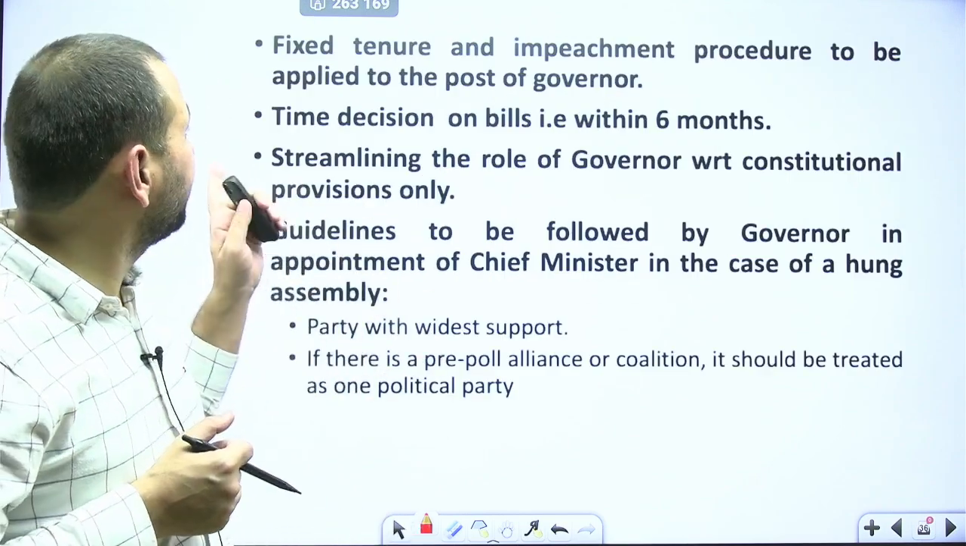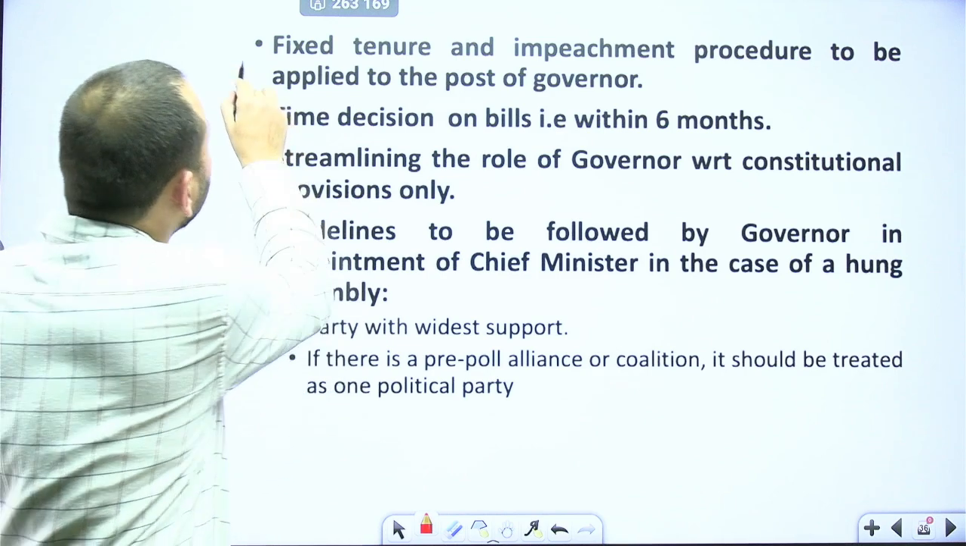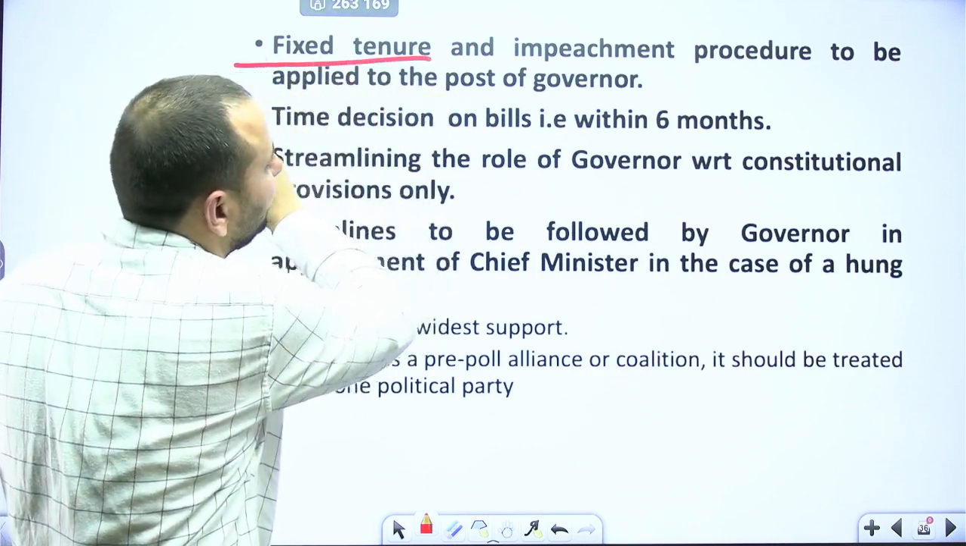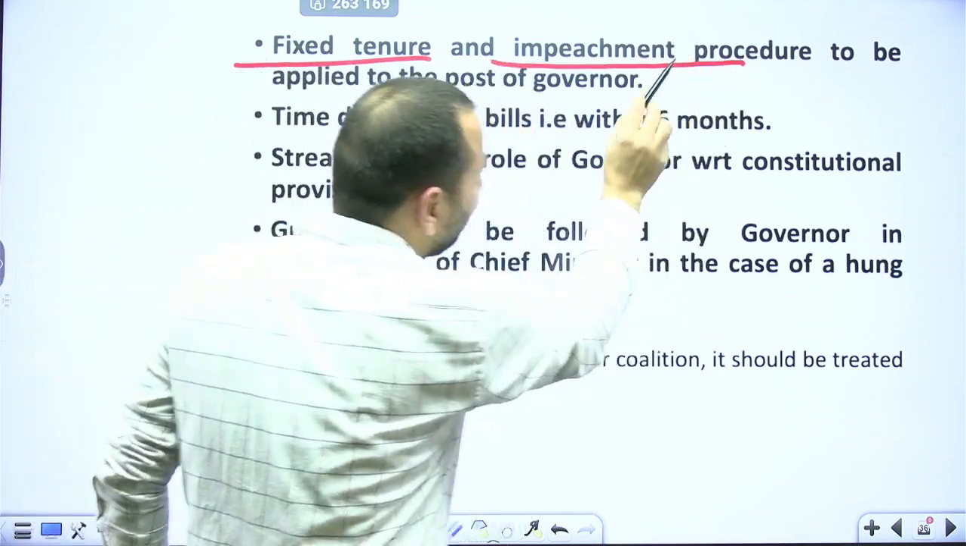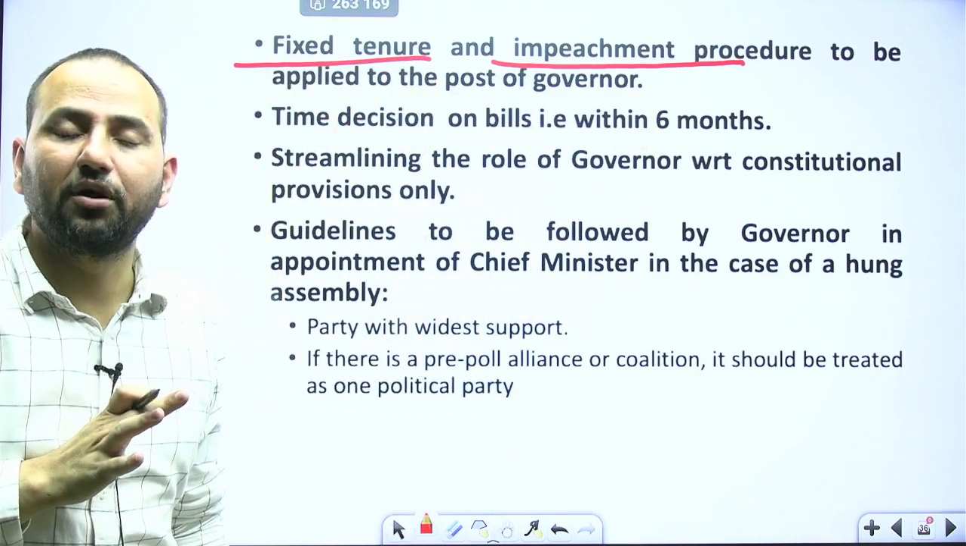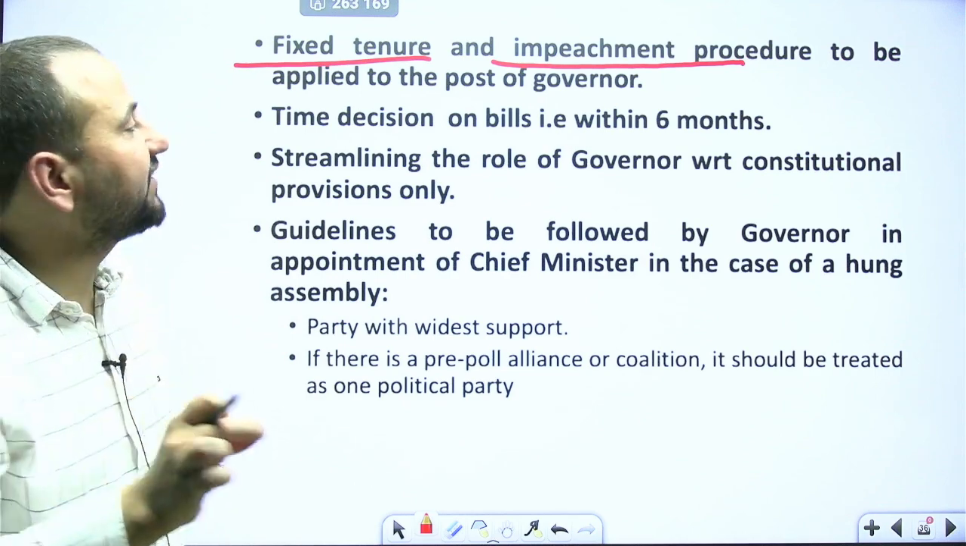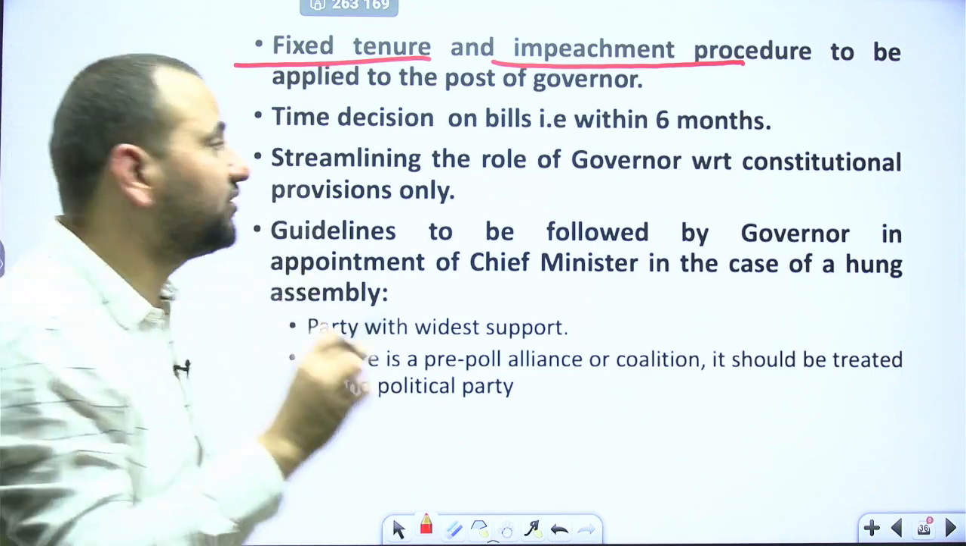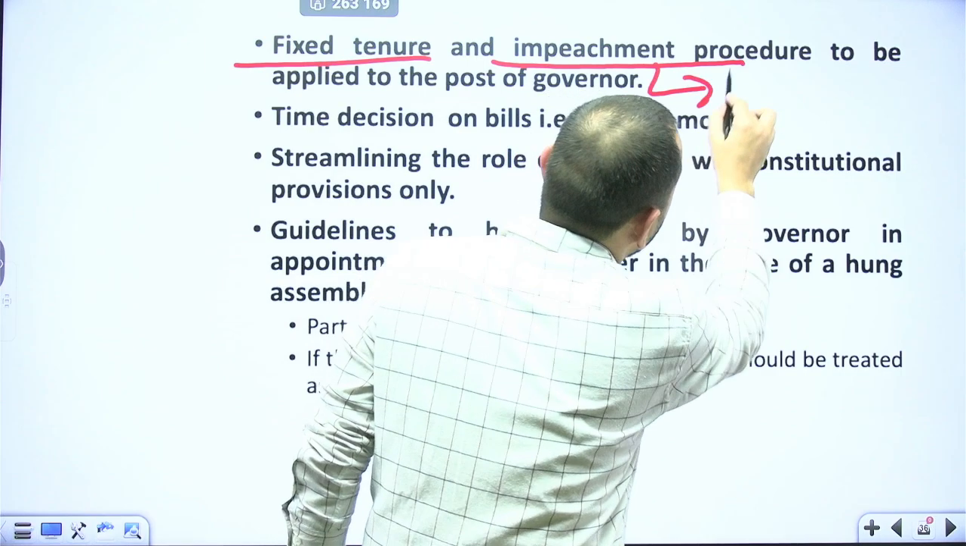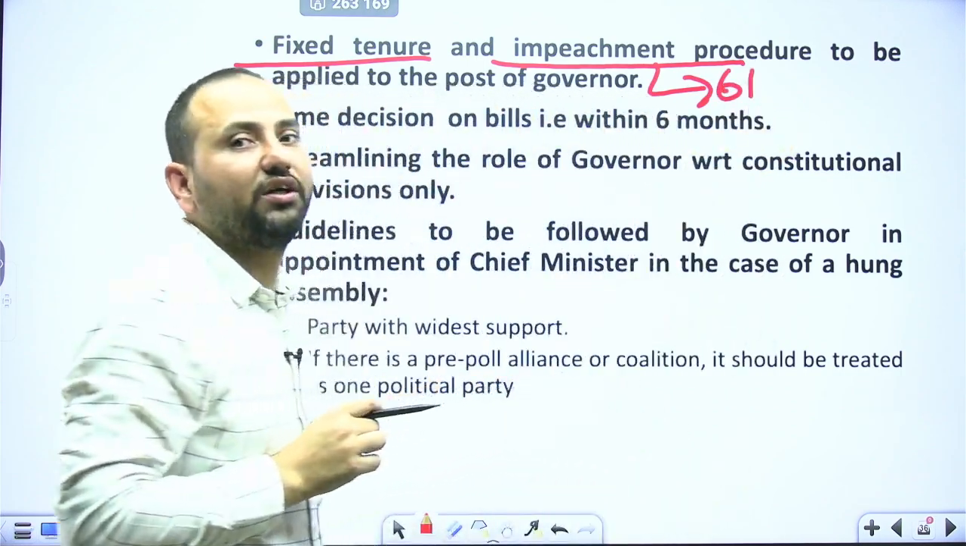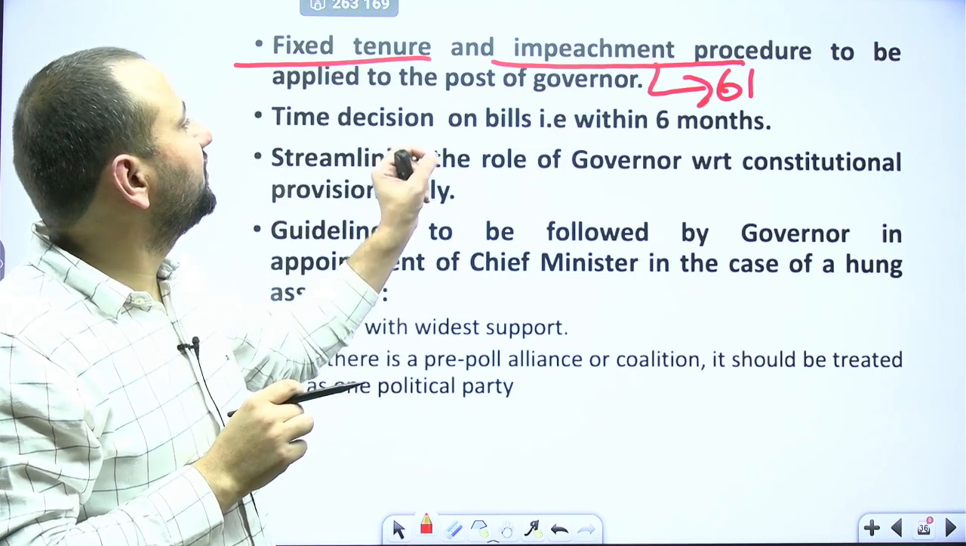The Punchhi Commission specified very clearly that there should be a fixed tenure of the office of governor, along with an impeachment process. If you talk about this, there is no such impeachment process. The Constitution specifies the term impeachment only with reference to the office of the President, that is under Article 61 of the Indian Constitution. At no other place have we seen this term impeachment.